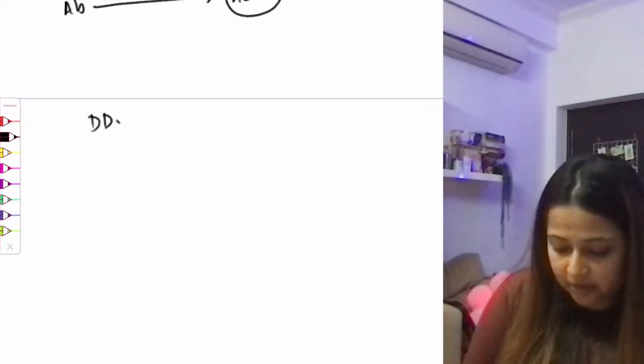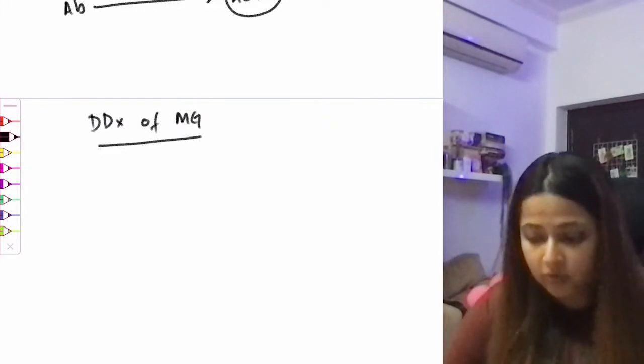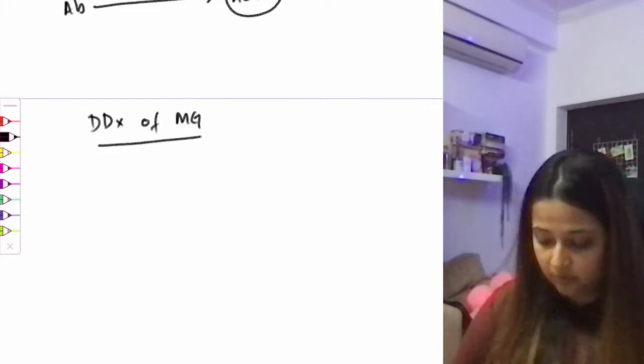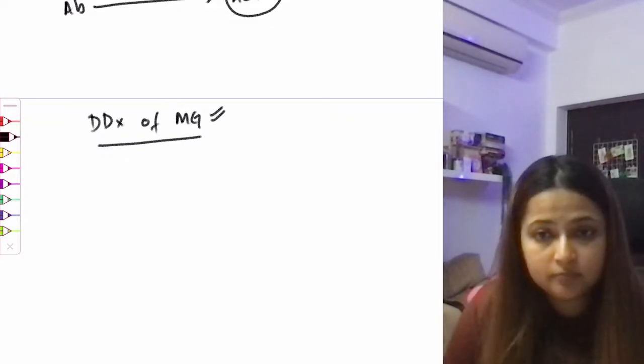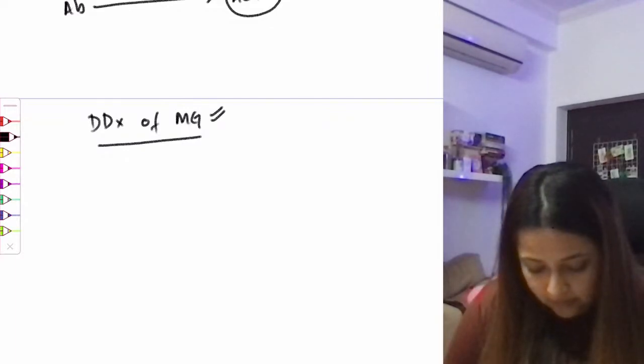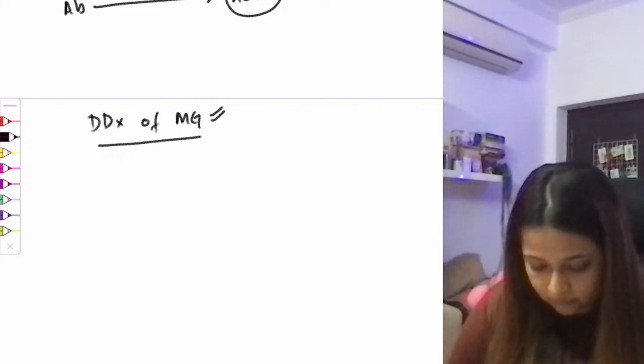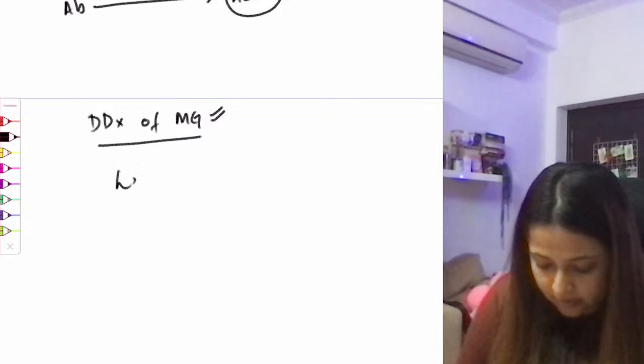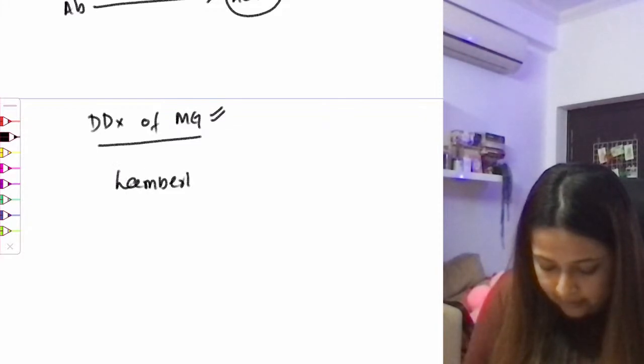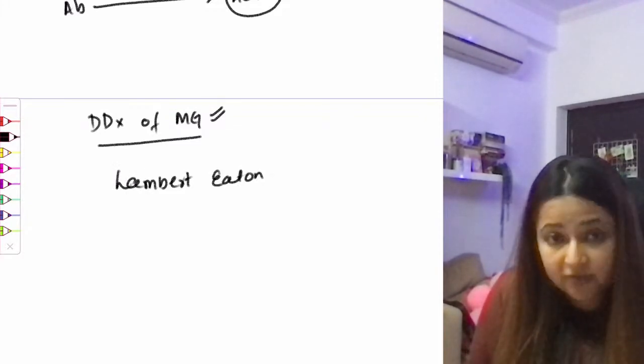What is the differential diagnosis of myasthenia gravis? So this is very, very important. You guys might be knowing it. The differential diagnosis of myasthenia gravis. What is that? Anyone? The answer to this question is Lambert-Eaton syndrome. Excellent. Lambert-Eaton. Next question.